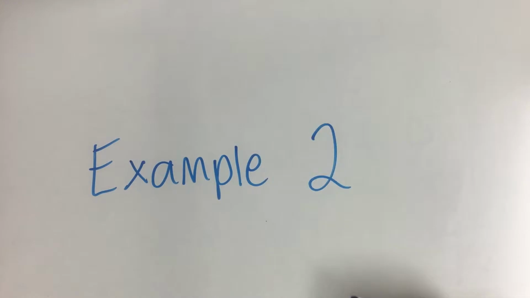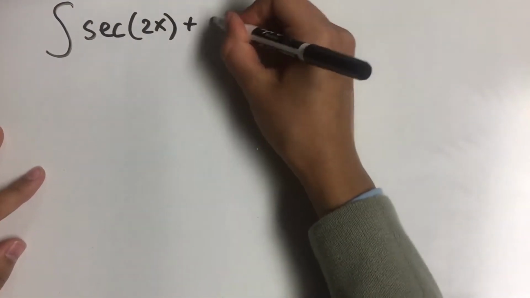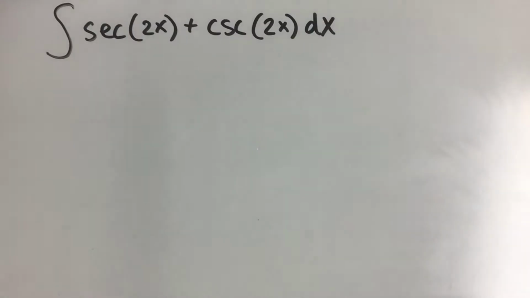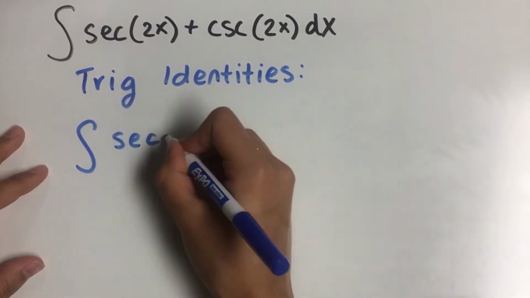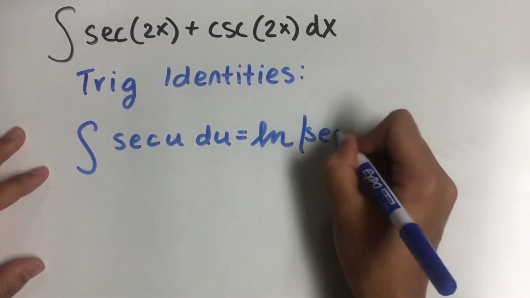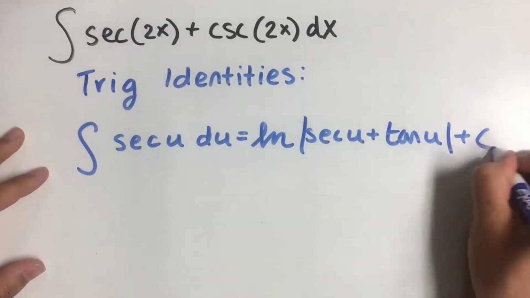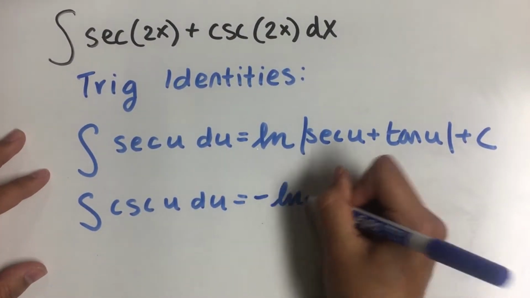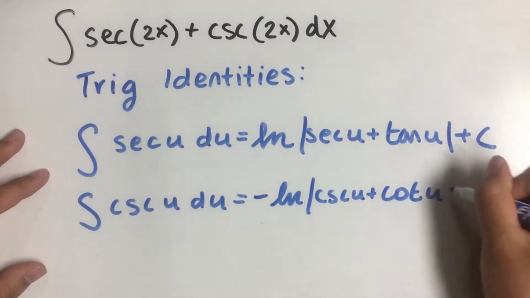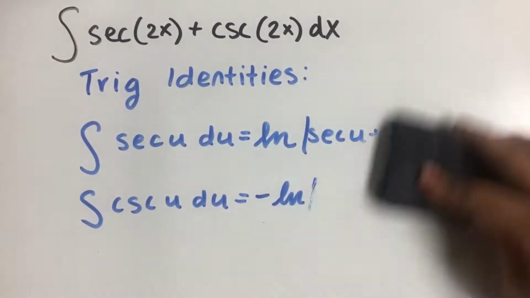Example number 2. This integral problem includes 2 trig identities. We will use both formulas for secant u and cosecant u to solve the problem. The trig identities are the integration of secant u du, which equals ln of the absolute value of secant u plus tangent u plus c, and the integration of cosecant u du, which equals negative ln absolute value of cosecant u plus cotangent u plus c.